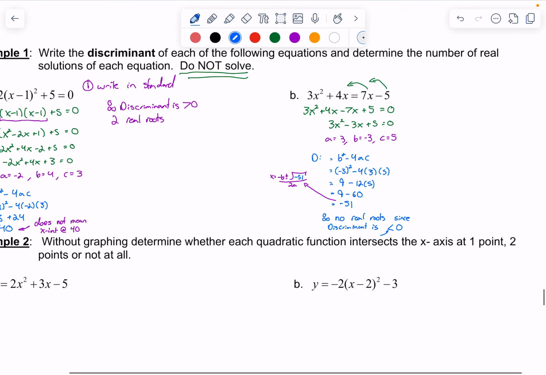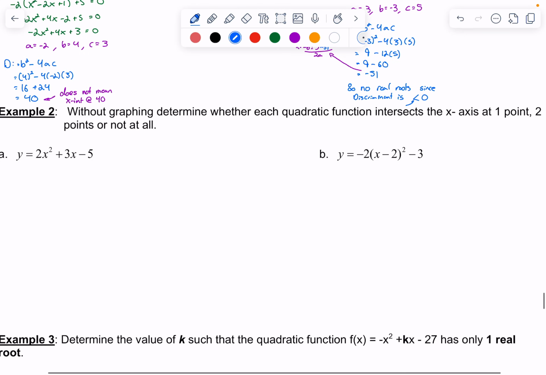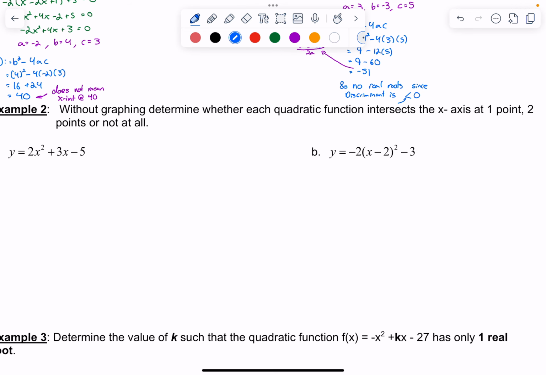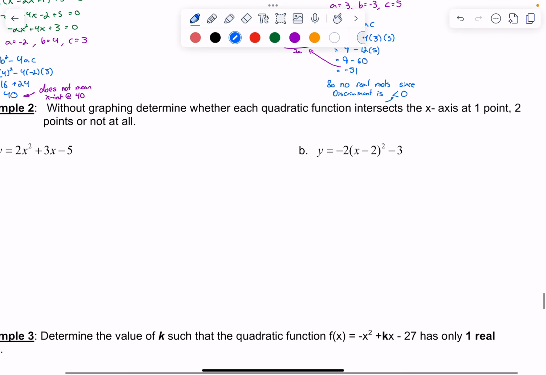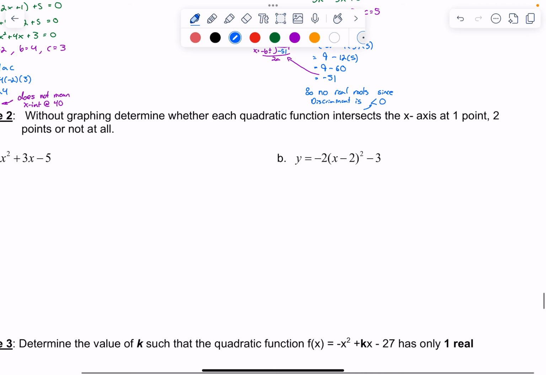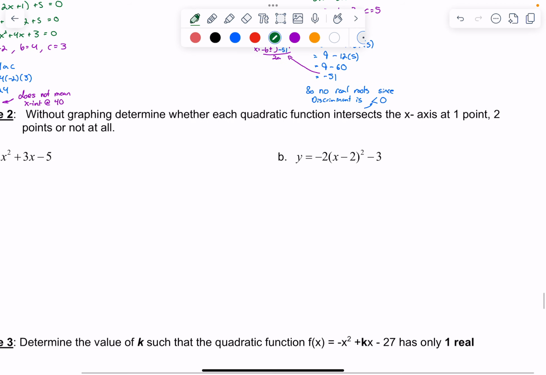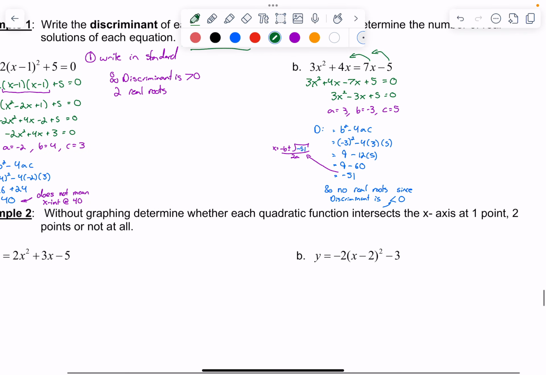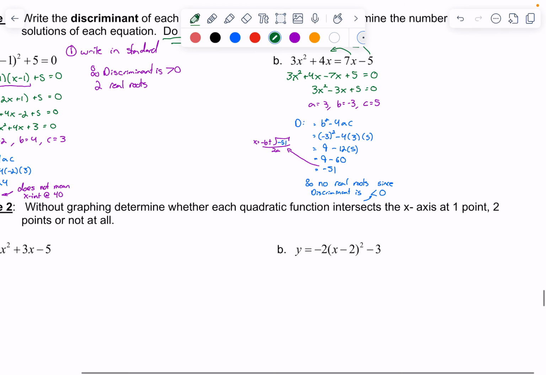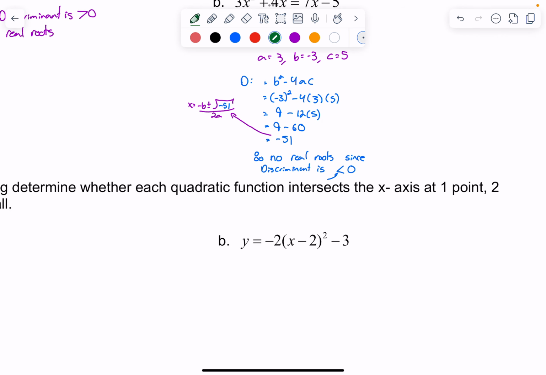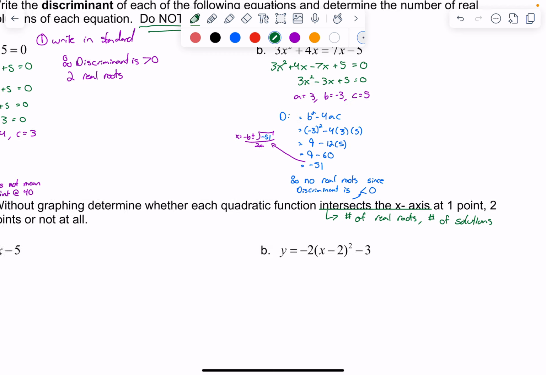Okay, let's keep going. Without graphing, determine whether each quadratic function intersects the x-axis at 1 point, 2 points, or not at all. Well, this is essentially just asking the same thing as above. How many roots are there? It's just using different terminologies. So you're determining how many times the function intersects the x-axis, so this part right here is just saying the number of real roots or number of solutions. Again, just knowing they're put in different words.